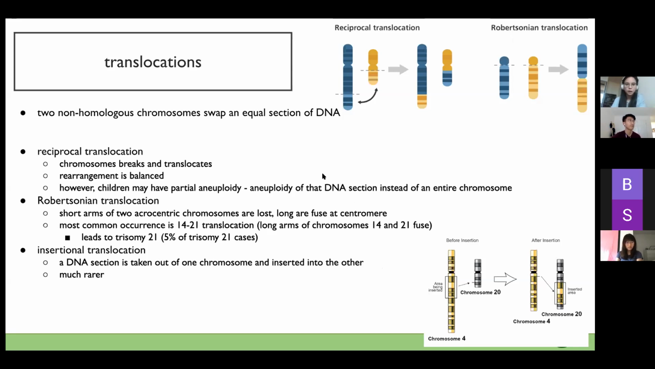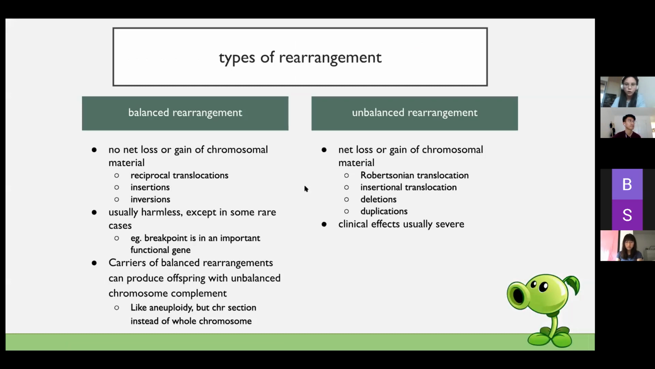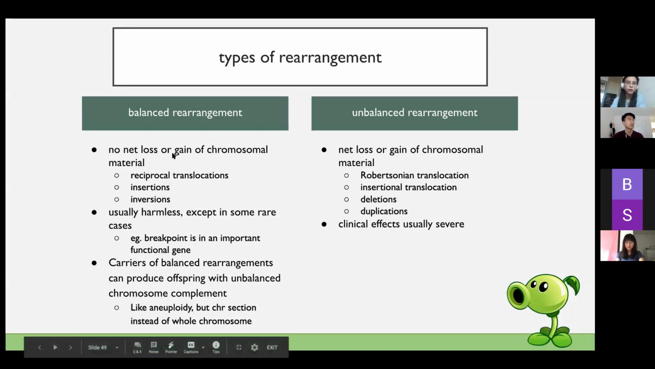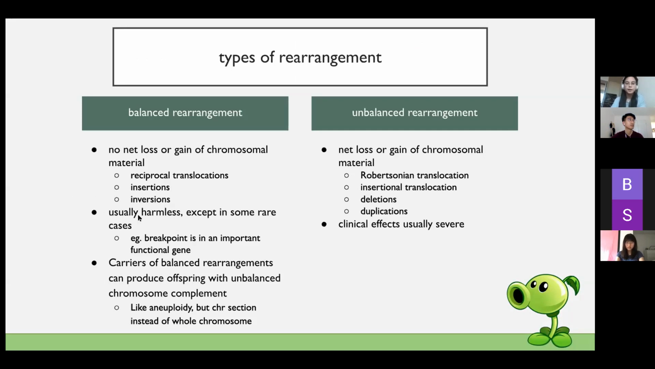All right. So I think that's it for types of rearrangement. You can have balanced rearrangement, which is when there's no net loss or gain of chromosomal material. So this is harmless, but the offspring of the affected individual will have an aneuploidy for just that bit of chromosome. Whereas unbalanced rearrangement is when there is net loss or gain of the DNA segment, and so they usually have very severe clinical effects.